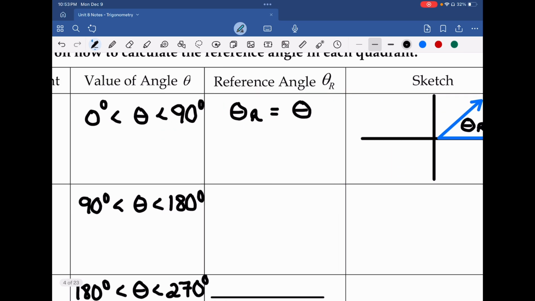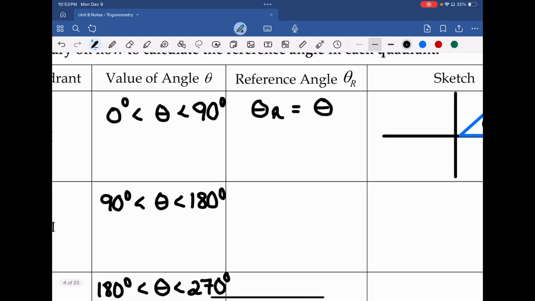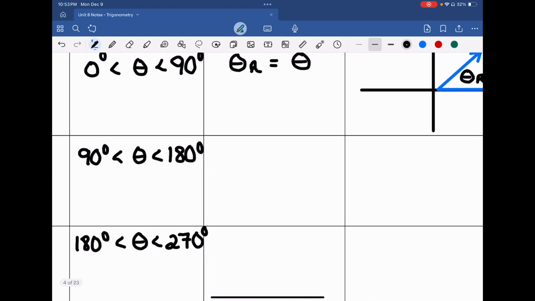All right, now, what does that mean? Well, when we go over here, we could say that the value of the angle would always equal the reference angle. We could throw that below if we really wanted to. I don't really see a need to, though, in this situation. All right, let's go to our next quadrant.